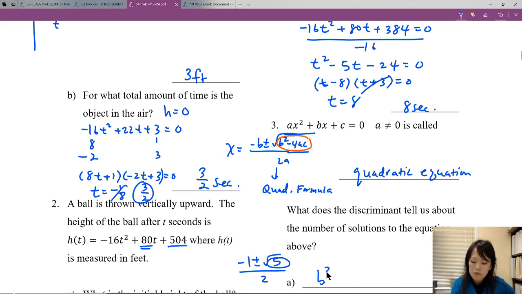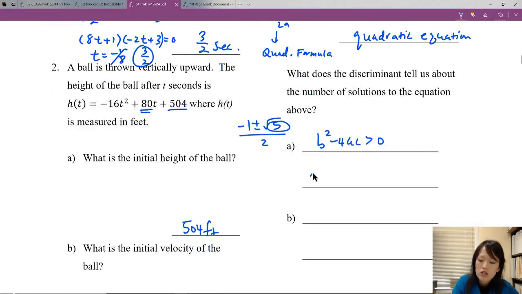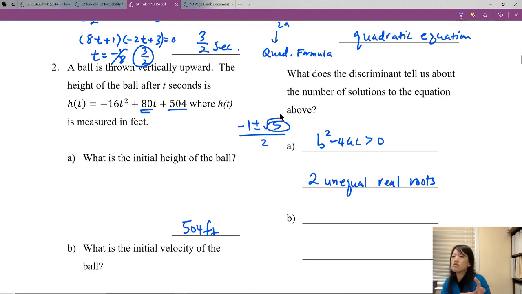So if b squared minus 4ac is greater than 0, that's the first one. You get 2 unequal real roots. You guys need to know this. 2 unequal real roots or solutions, either way. Just give yourself a sample answer if you can't remember it. Put something in for the square root that's bigger than 0.